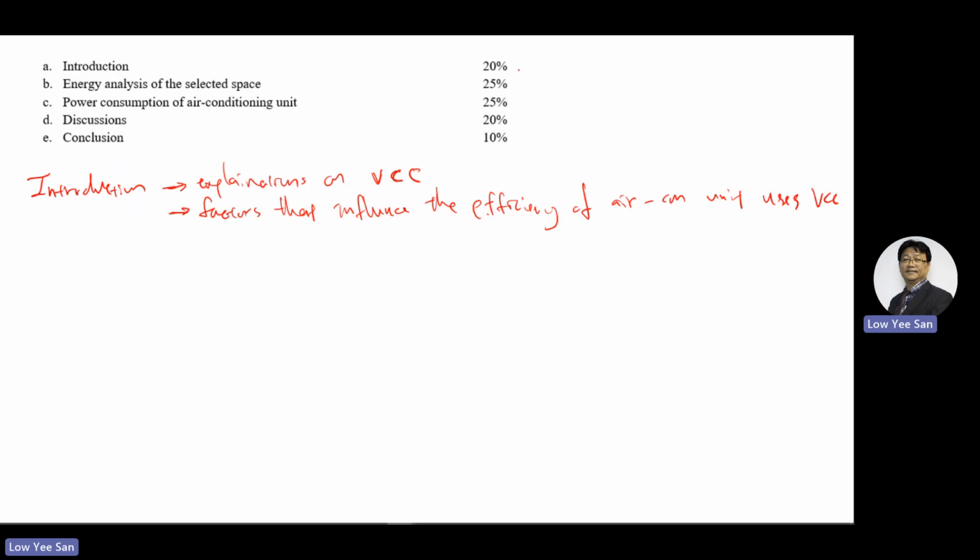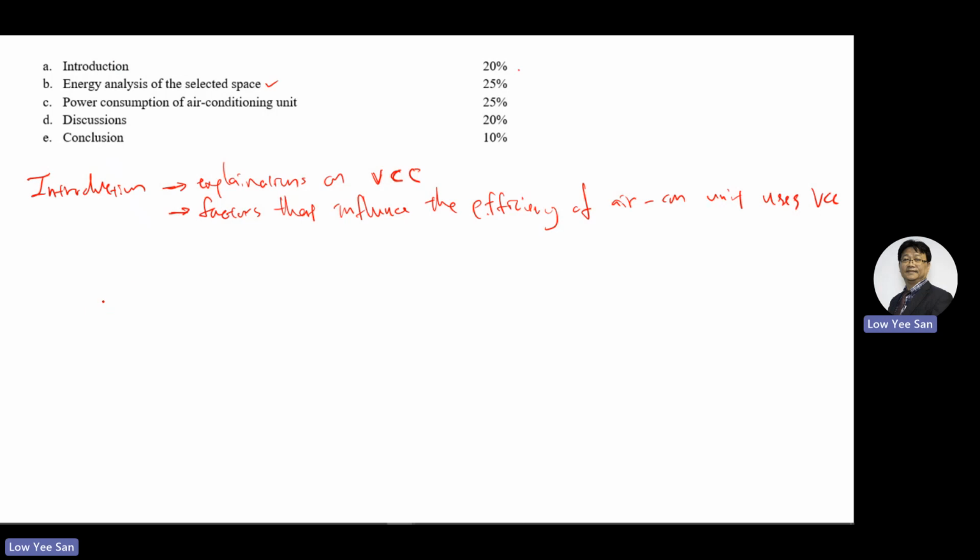Sometimes I think most of the time you don't give the lecturer what the lecturer wants, and then you think that you have done a tremendous, wonderful job by giving a lot of information. But that's not what the lecturer wants. So make sure you give what the lecturer wants, and I already mentioned to you, as simple as that. Okay, now, energy analysis.